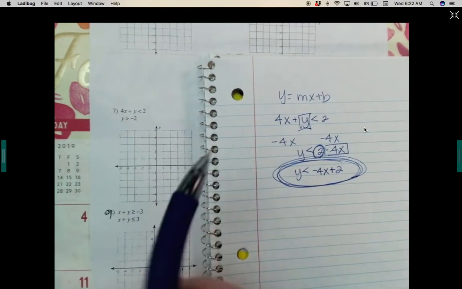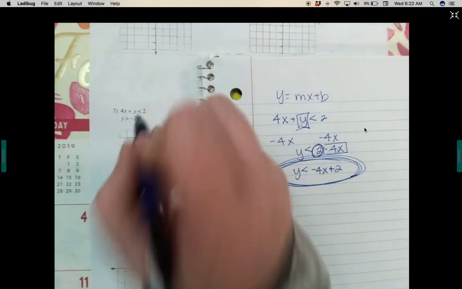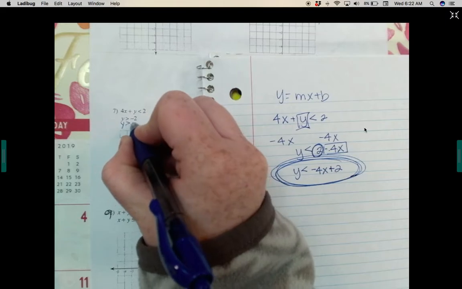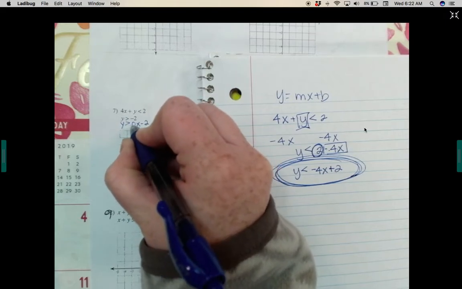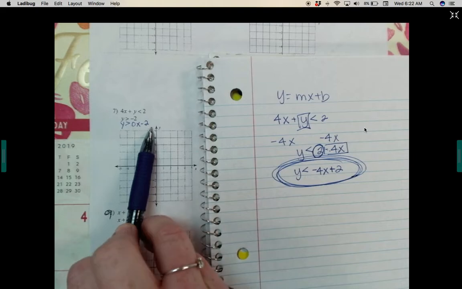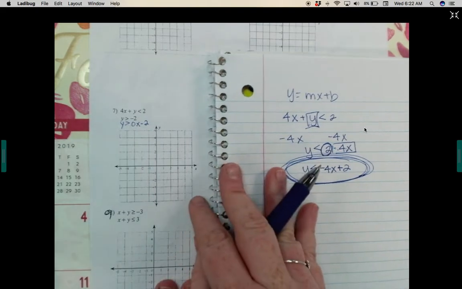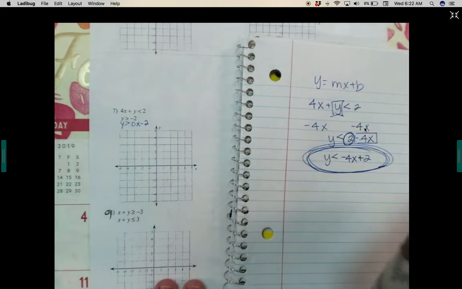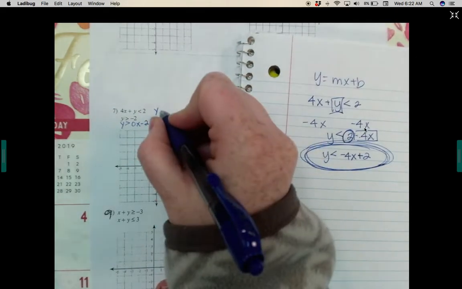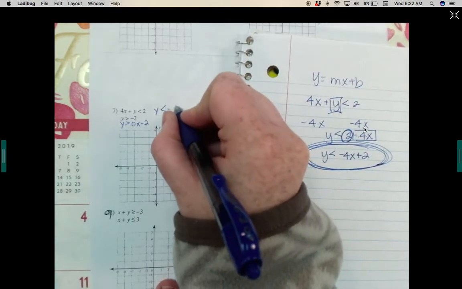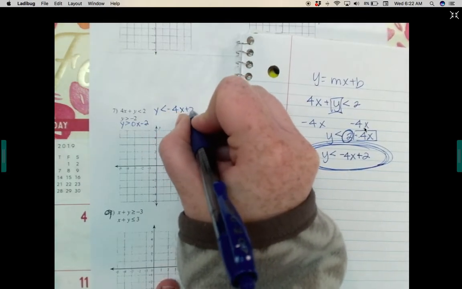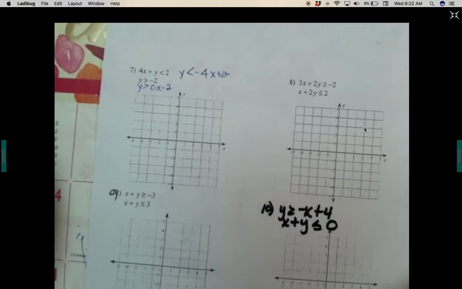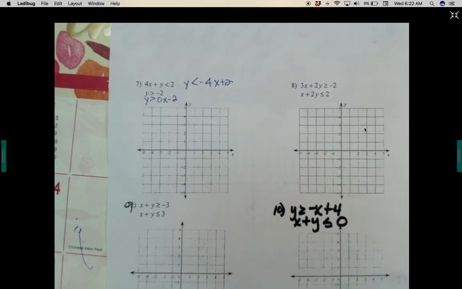And if I look here, I have y is greater than negative 2. That is in slope-intercept form, even though it feels like it's not. That means that y is greater than 0x minus 2. 0 times x is just 0. 0 minus 2 is negative 2. Okay, so I'm going to rewrite this over here so I can move my scratch paper out of the way. So I have y is greater than negative 4x plus 2. Okay, so now we have 2 inequalities in slope-intercept form to work with.